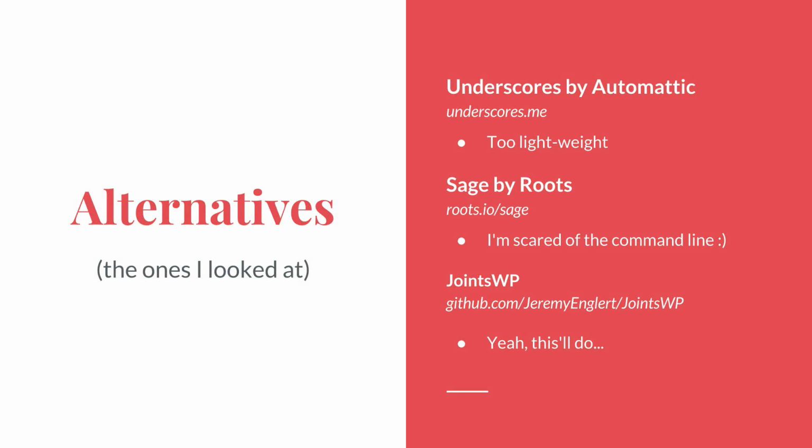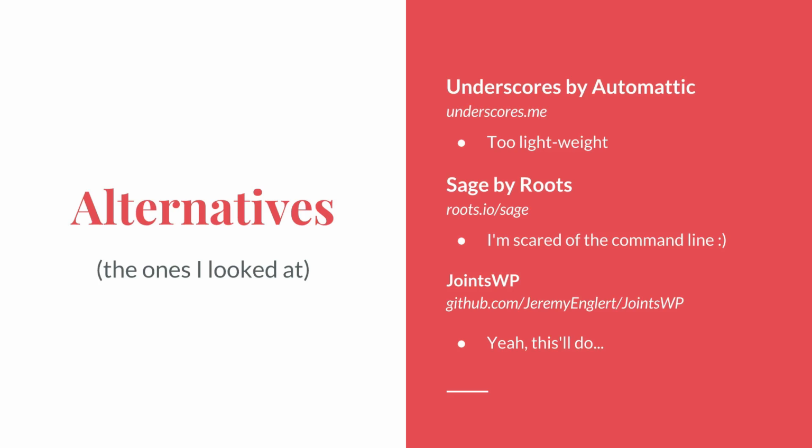So alternatives. I've been dabbling in different solutions for a while. I've used Underscores. I've used a few other things. For me, Underscores is a bit too light because I'm not the world's greatest developer. I'm not going to sit there and go, okay, I need to build an accordion using JavaScript, and I'm just going to build it from scratch. I'm a little bit lower level than that. So that was a bit too lightweight.